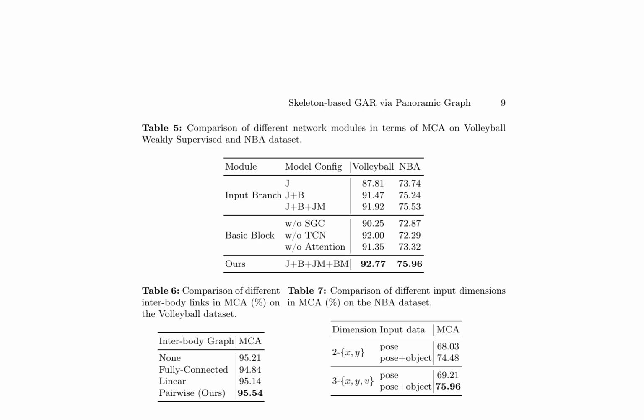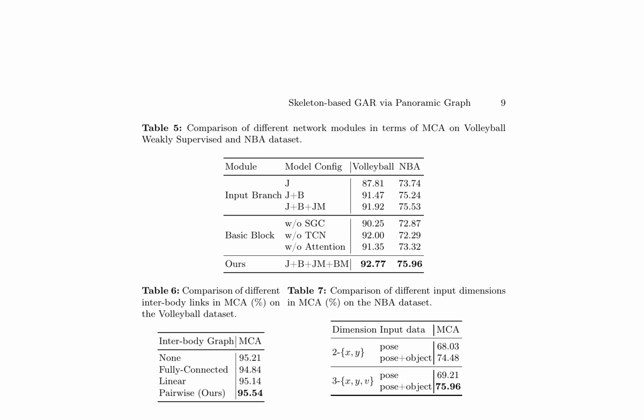The authors explore the effectiveness of various network modules and interbody links in a skeleton-based graph attention network for action recognition. Table 5 presents a comparison of different network modules in terms of mean class accuracy, MCA, on the Volleyball and NBA datasets. The results show that the combination of input branch, joint momentum, and body momentum, J plus B plus JM plus BM, yields the highest MCA, outperforming other module configurations.